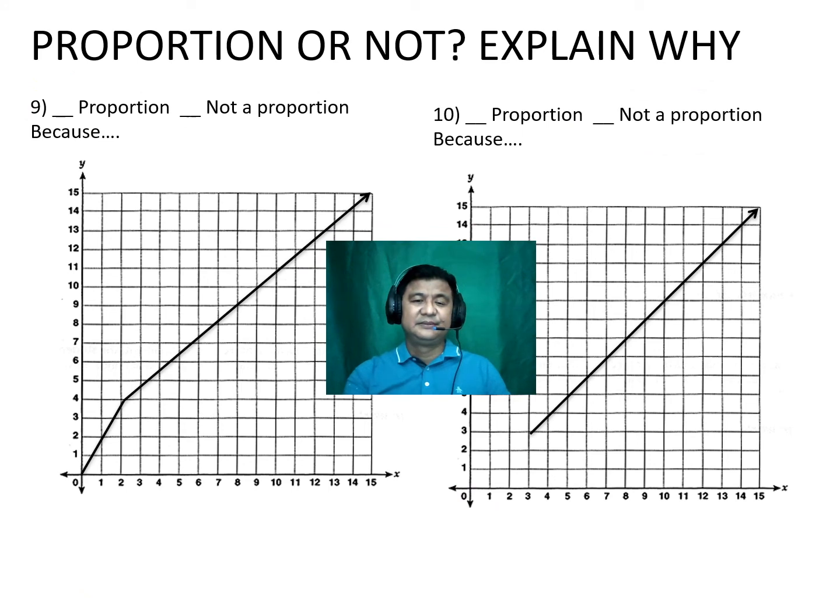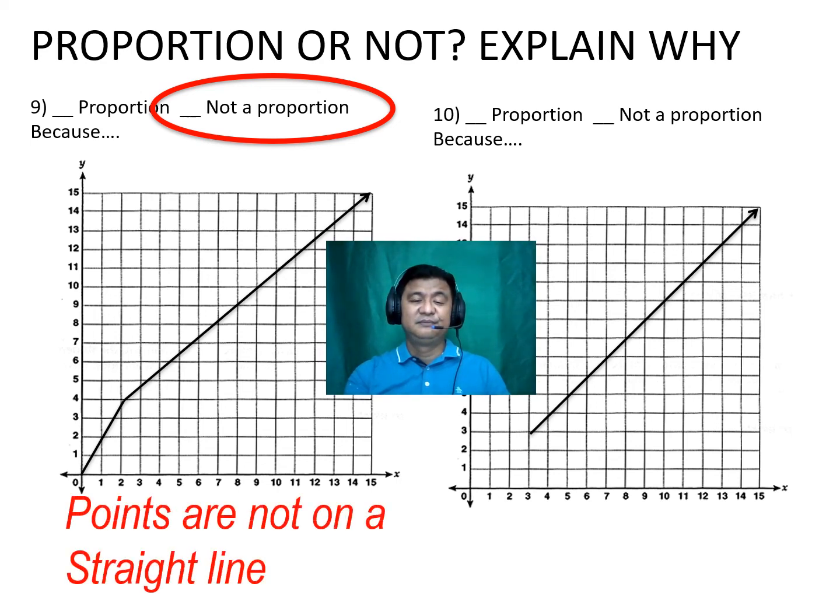Next, not a proportion. Reason, points are not in a straight line. Look at this bended part. This part is different from that part. What else? Last, pause. Answer, write your answer in the chat. This is tricky. Look again. All right, let's see if you're right.